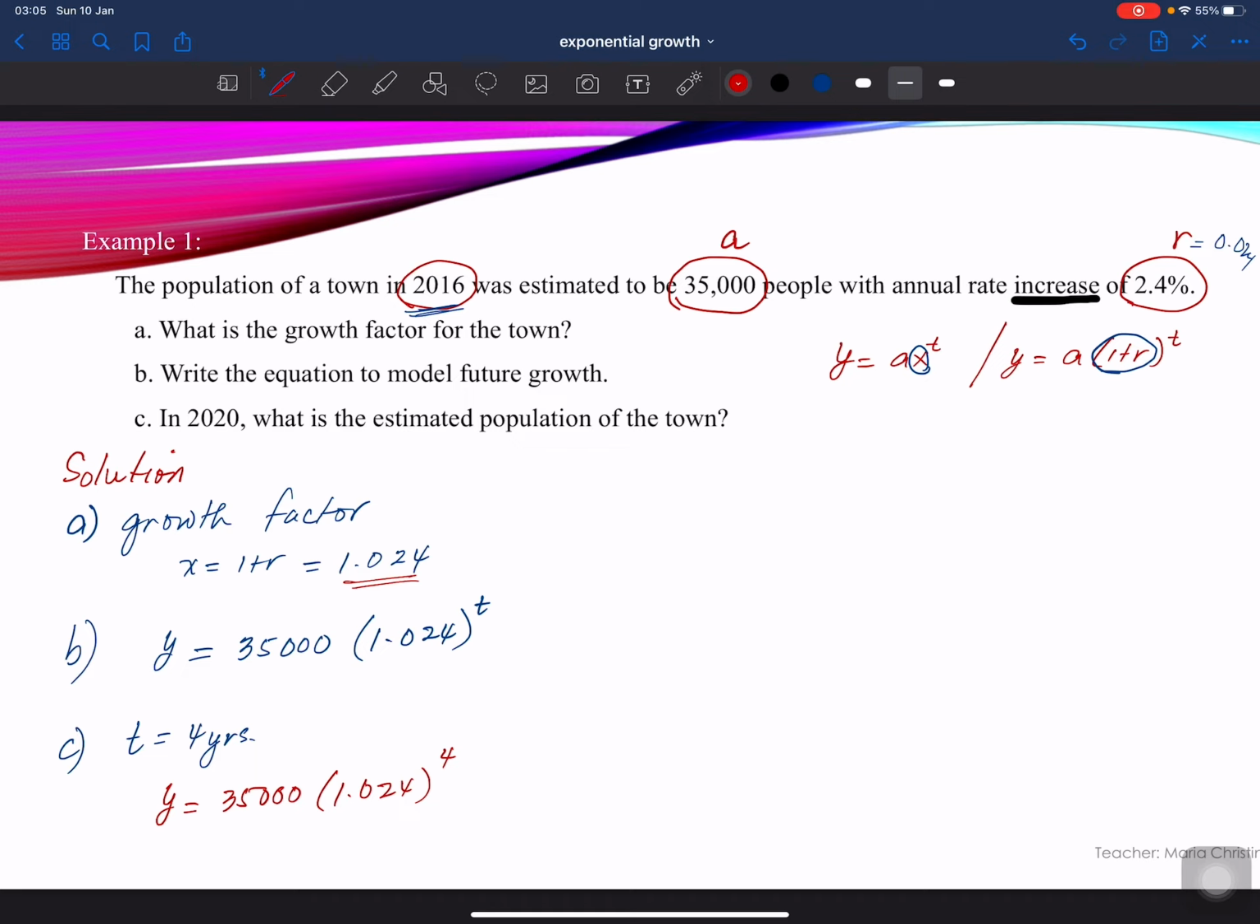You can just plug this into your calculators. Then you will have y is equal to 38,483. And this is now the estimated population by the year 2020. Now let's have another example.